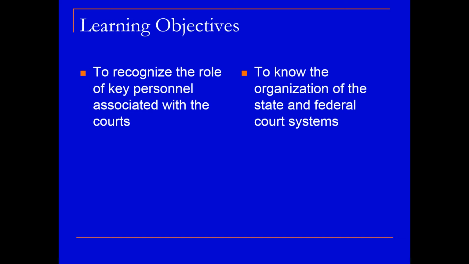One area that you need to understand is the role of the key personnel associated with the courts. What is the judge's job? What's the jury's job? The other thing you need to understand is to know the organization of the state and federal court systems. Again, very important so that you understand when you're reading a judge's opinion what the structure of the system is and where this opinion stands in terms of authority, in terms of what it means. So this will help you.